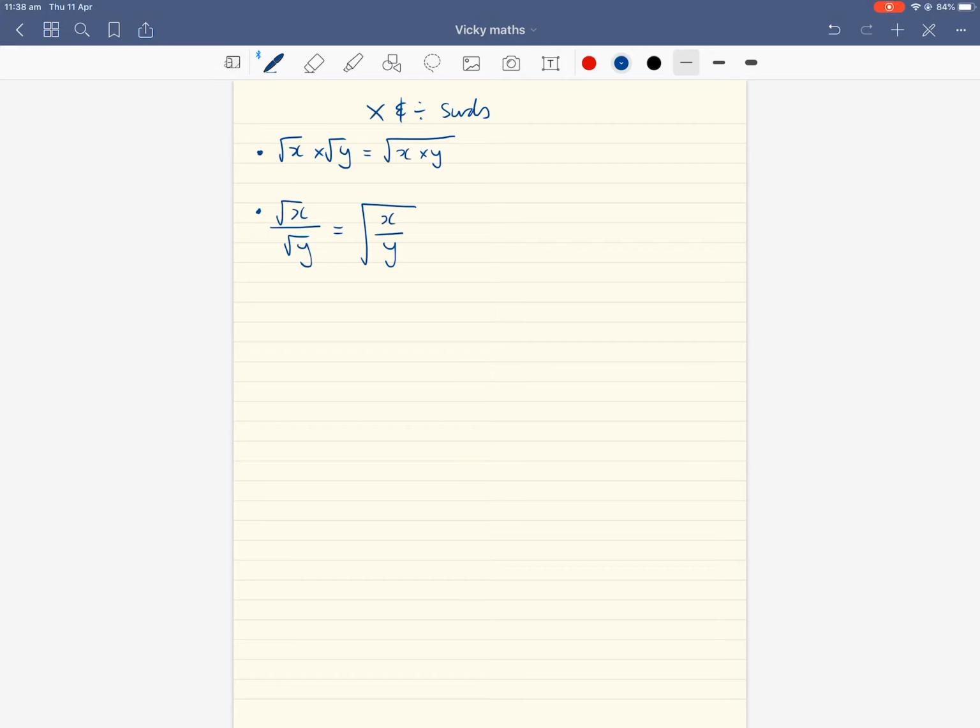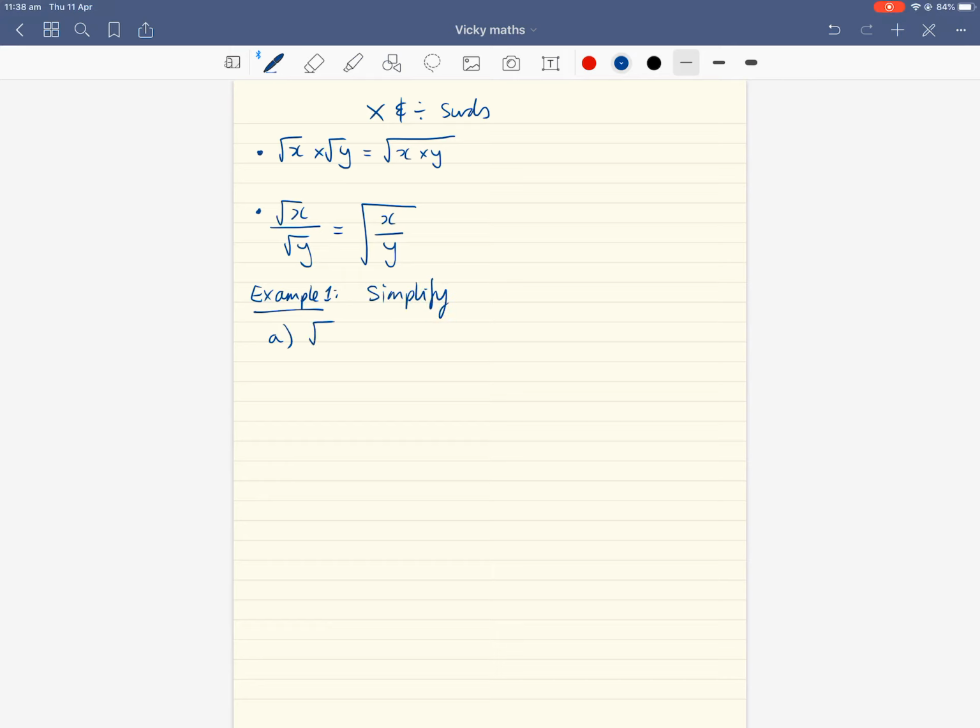There is no restriction on how to multiply and divide surds. They do not have to be like surds to be multiplied or divided. You can just do it to your heart's content. So let's jump in and do a few examples. So example 1, let us simplify the following.